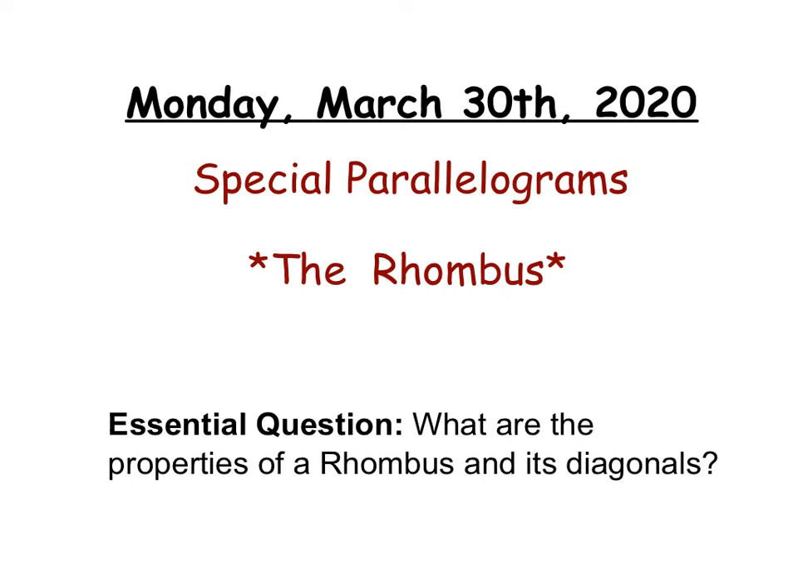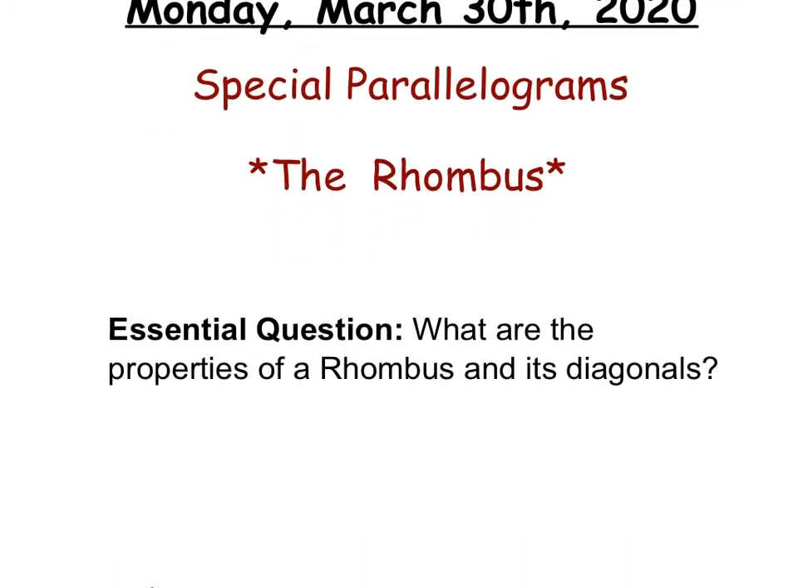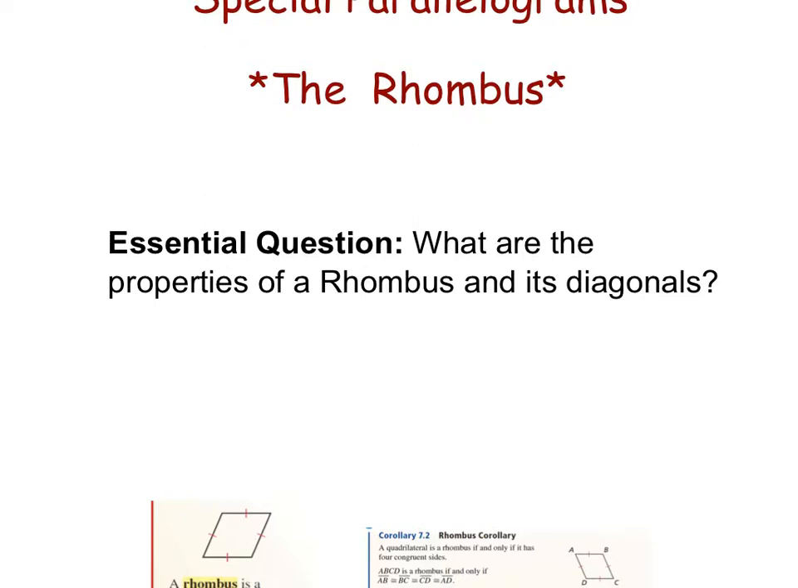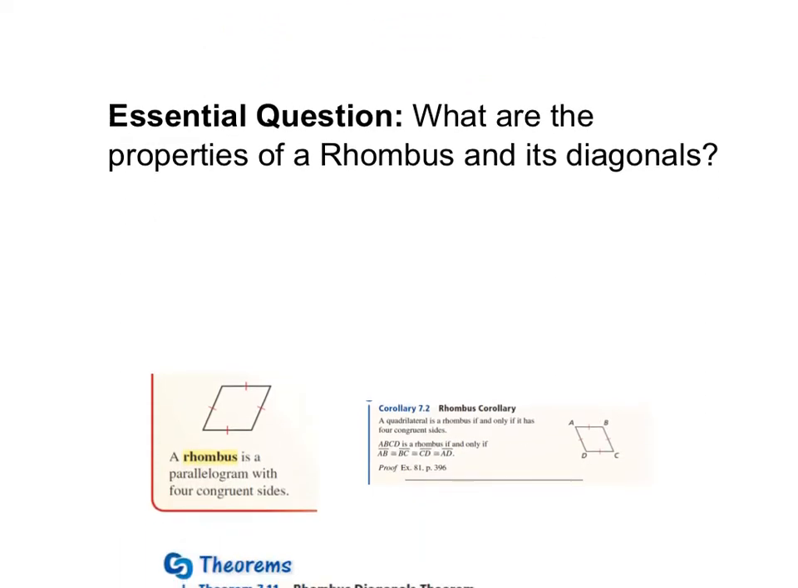We're going to be talking about special parallelograms this week. So we have the rhombus, the rectangle, the square, the kite, and the trapezoid. Today we're just going to focus on the rhombus. And so the question today is, what are the properties of a rhombus and its diagonals?